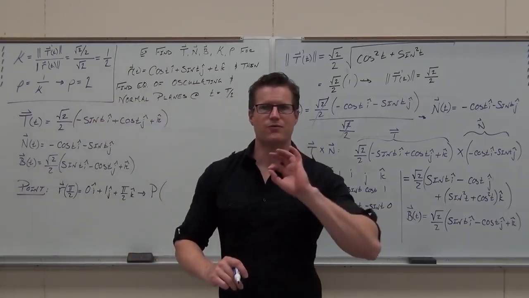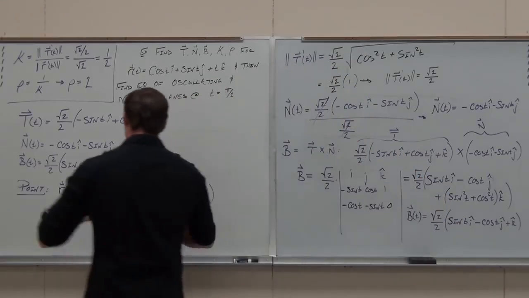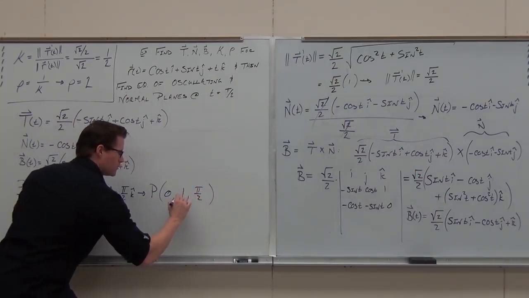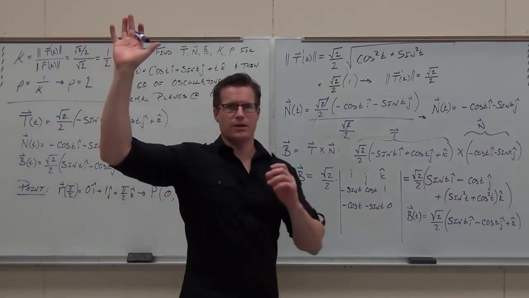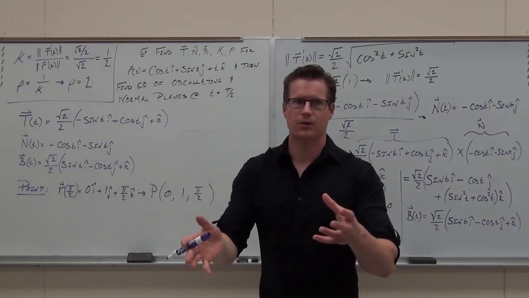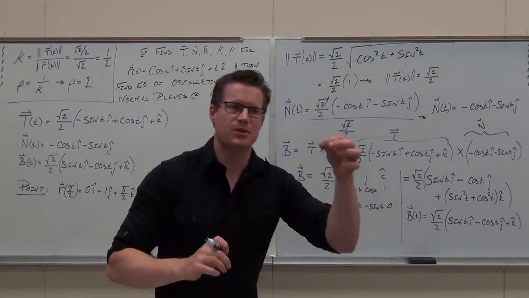That right there gives you a vector whose terminal point is the point we're looking for. The terminal point is 0, 1, pi over 2. Show of hands if you're okay with that one. That is the point. Do you get the point? Like for real? Yes, no? Yes. Let's find the unit tangent at that specific point.